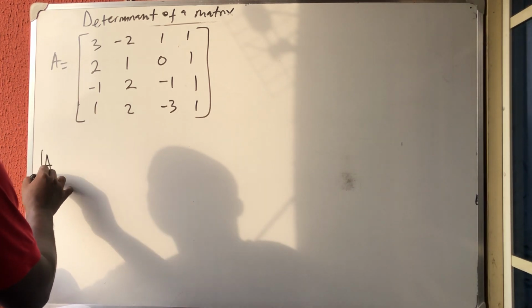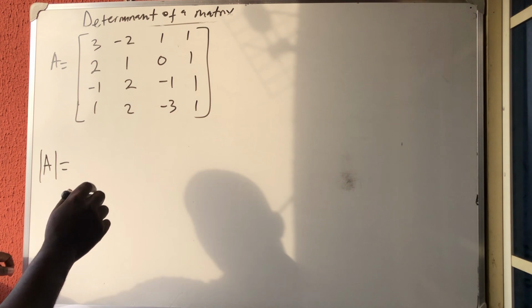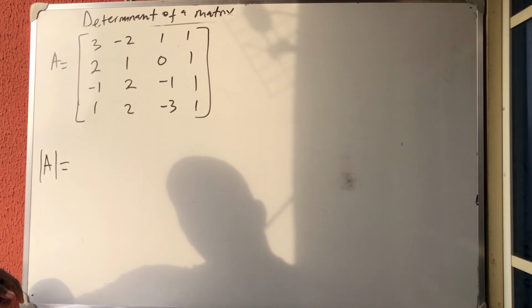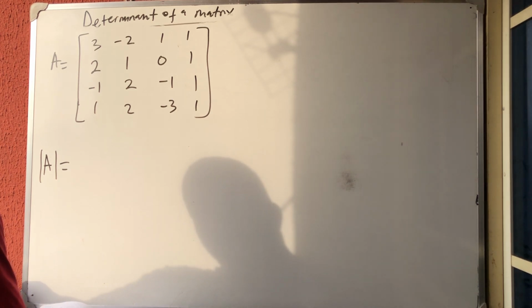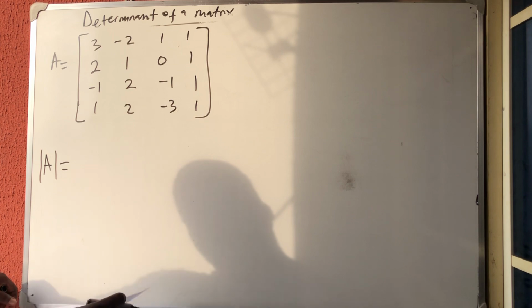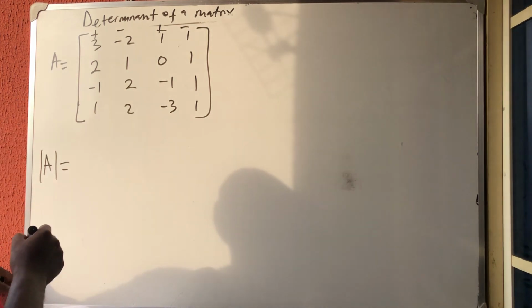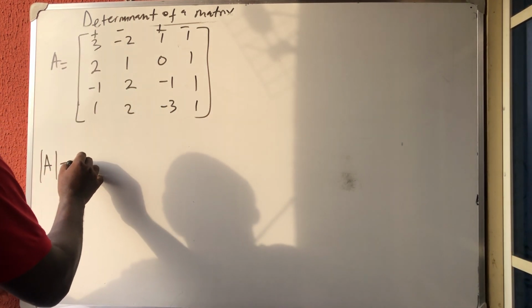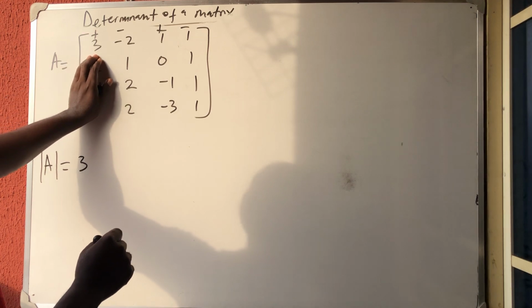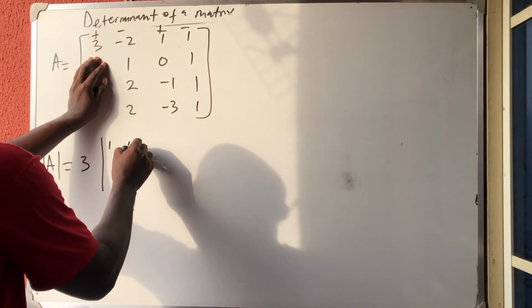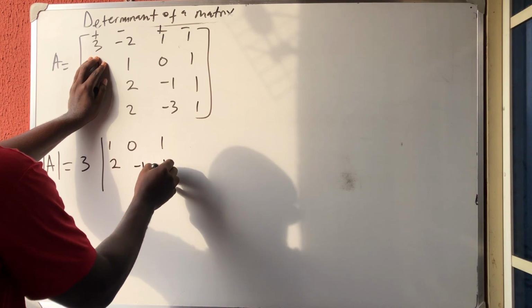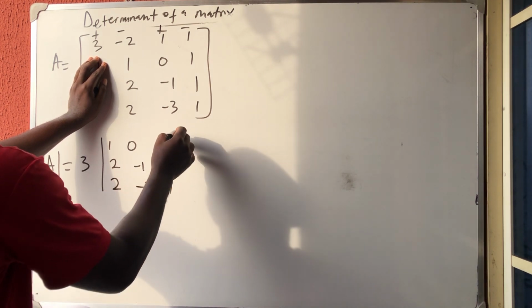So I have A. The determinant of A is what? Don't forget that everybody at the top is just for picking. So we're going to have plus, minus, plus, minus. So we pick. If I pick 3, I close everybody under 3. So I'm left with 1 0 1, 2 minus 1 1, 2 minus 3 1. I'm left with this.